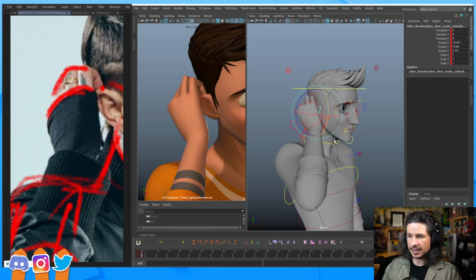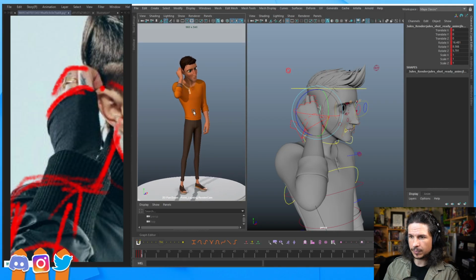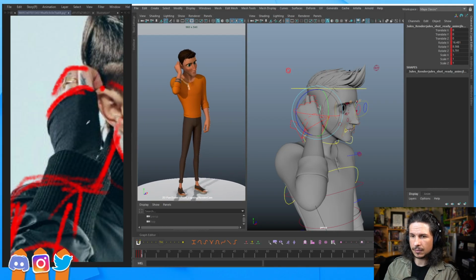So we've got that. But let's see, is this good? I think for now this is pretty good. Let's actually look at how the whole pose is working. So we've got this. Now, is it perfect? No. This was the first pass.